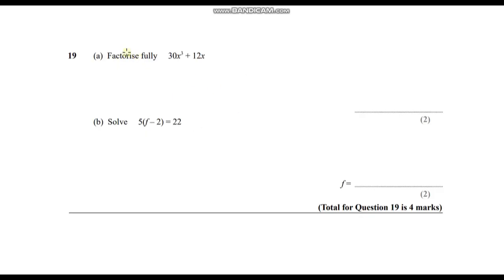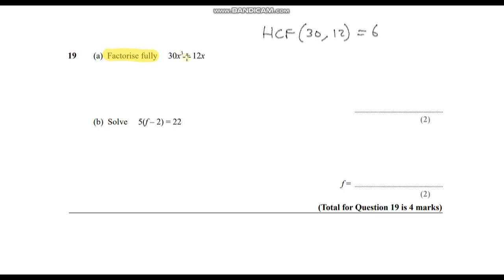Question 19a. Factorise fully 30x cubed plus 12x. So we need to factorise it fully, so we need to find the highest common factor of these two terms. If we first think about the numbers, what's the highest common factor of 30 and 12? The largest number that goes into both of these is 6. So let's write that down. The highest common factor of 30 and 12 is 6. So we can factor out a 6.